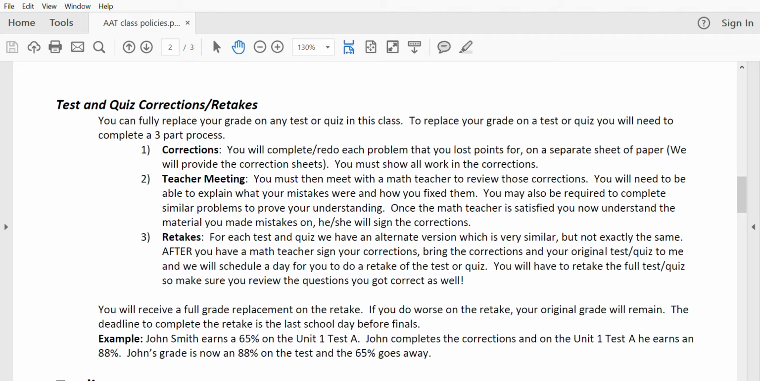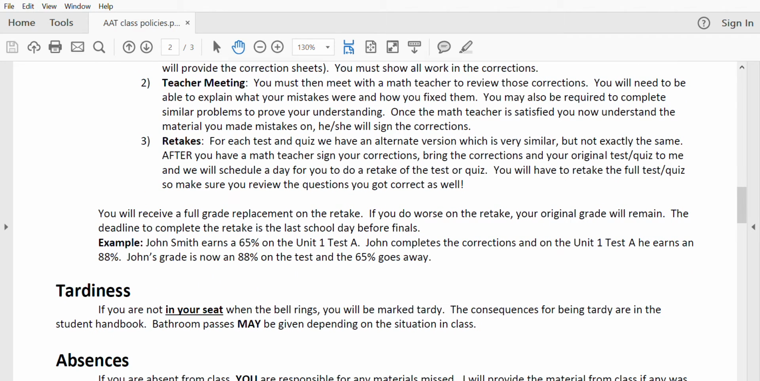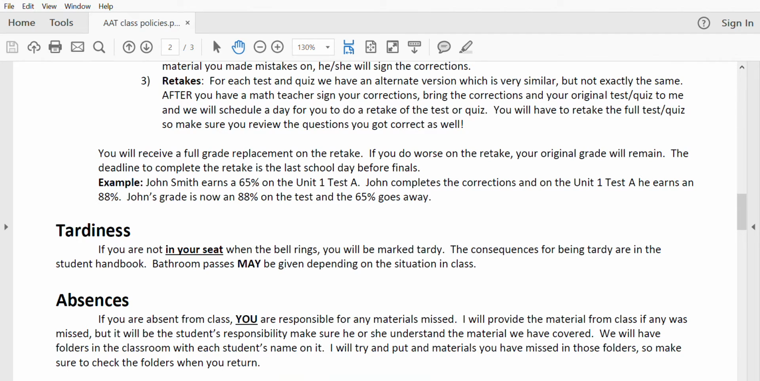We are dangling the carrot at the end of the stick of a complete grade replacement. So you can see the example: John Smith earns a 65%. He does his corrections, he meets with a math teacher, he does a retake, and he gets an 88. So his grade in the class on that test is now an 88. The 65% completely goes away. We never see or hear from it again. All right, so I think that's a pretty good deal. Please take advantage of that. And we'll talk more about that when we get to our first test and quiz and can actually go through that process.